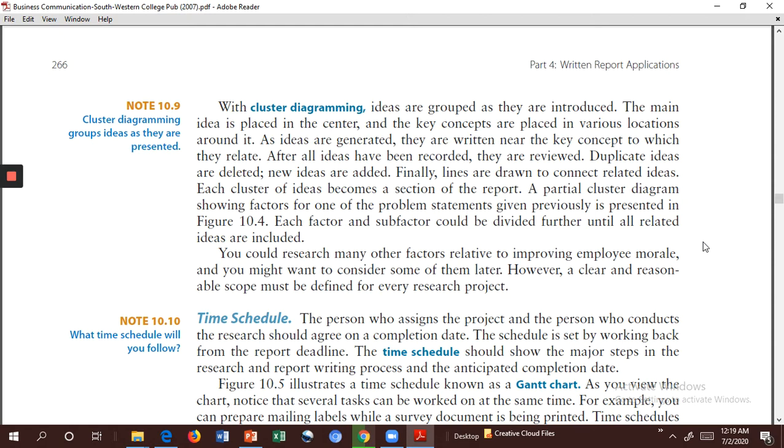Right, so with cluster diagramming, ideas are grouped as they're introduced. The main idea is placed in the center, and the key concepts are placed in various locations around it. This is also one of the methods, and I'll show you the diagram for that.